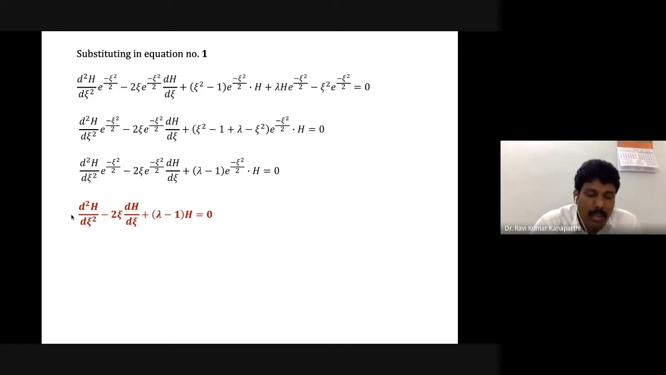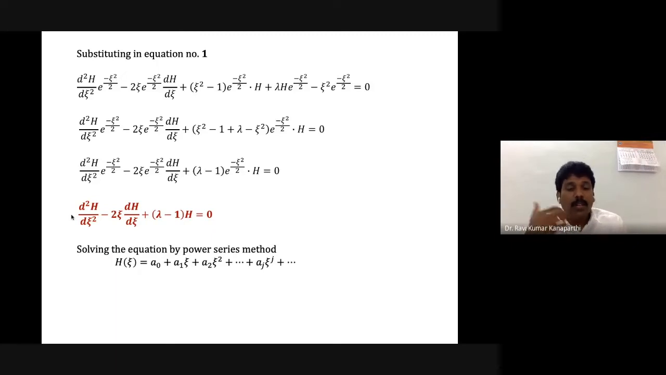How do we solve this particular second order differential equation for h of z? If we can solve it, we get h of z, and that h of z can be substituted into the total solution, that is psi of z is equal to h of z multiplied by e to the power minus z square by 2. So that is what is left over from here. Now, how do we solve this? Well, we solve this particular differential equation by a power series method.